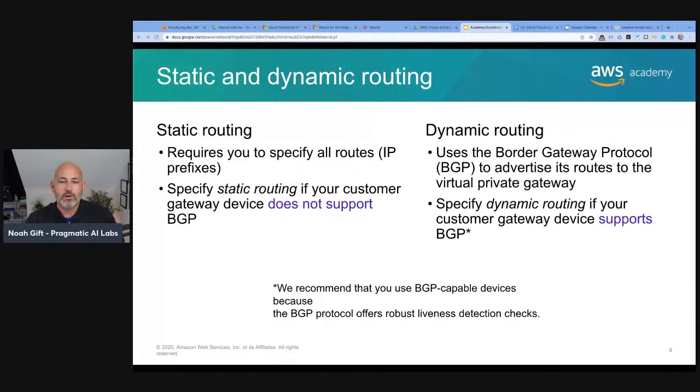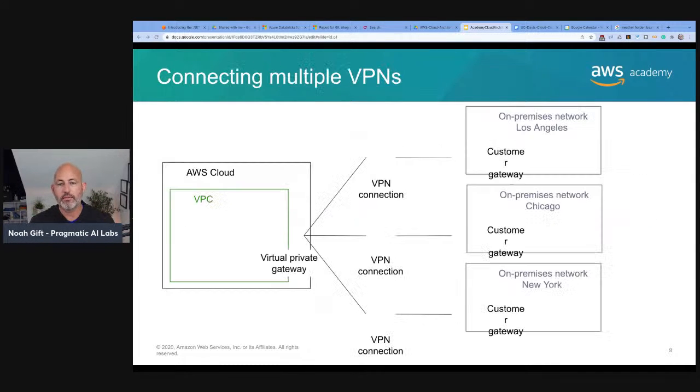And there are a couple different ways you can do this. You can do static and dynamic routing. So static would mean that you would have to specify all the routes. Dynamic uses the Border Gateway Protocol, or BGP. And so this is, I would say, probably what you would want to use, the BGP, because you essentially can just access everything on the network by using the VPN.